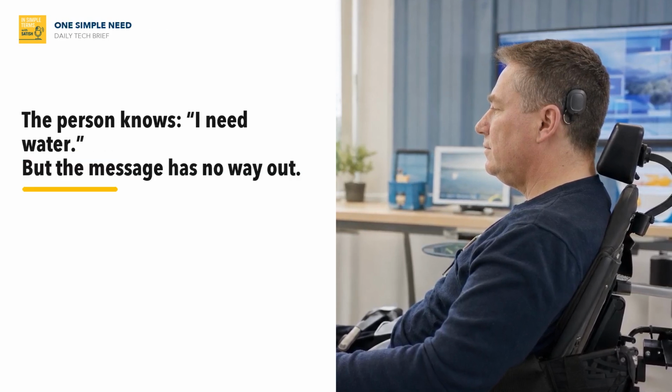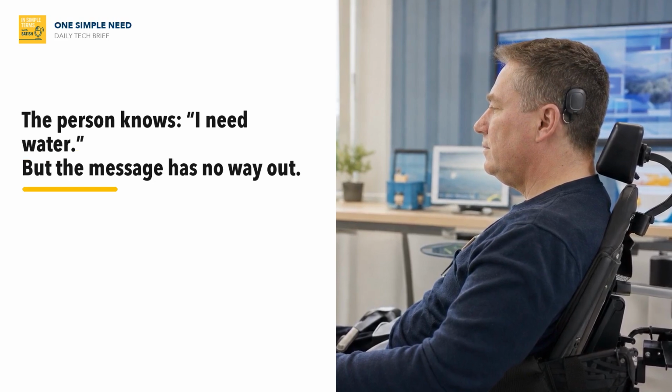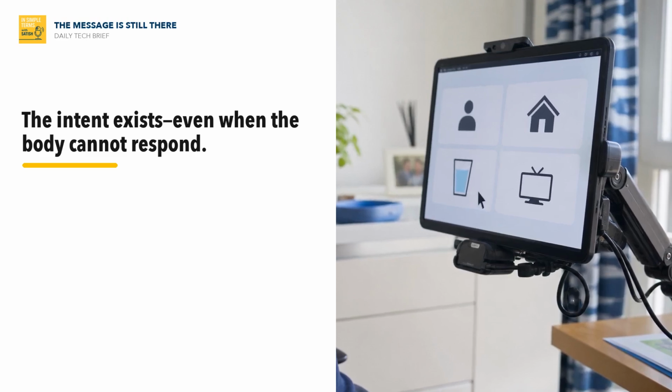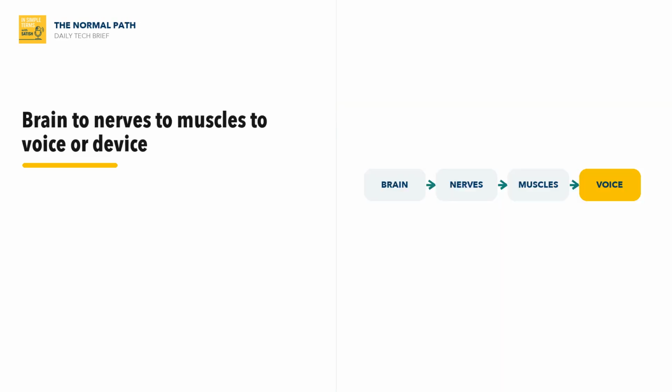Today, let's understand how a brain chip could help someone say, I need water. Start with a person who is awake and wants one simple thing, water. Most of us never notice that path. The brain forms the words, nerves carry the command, the mouth speaks, or the hand types, the message reaches another person. Now break that path.